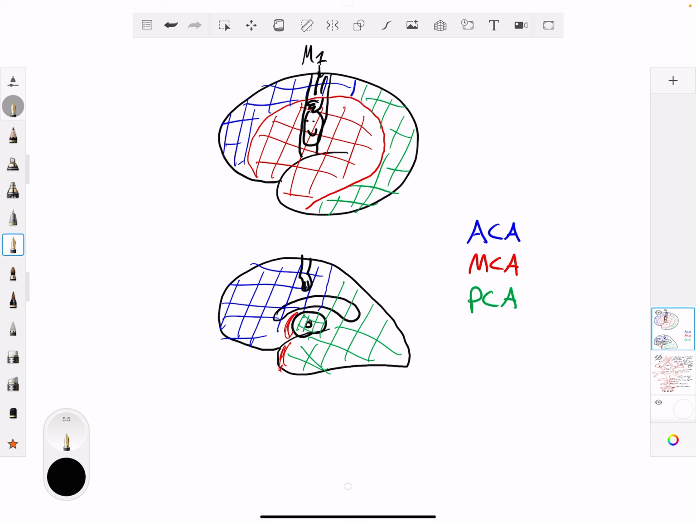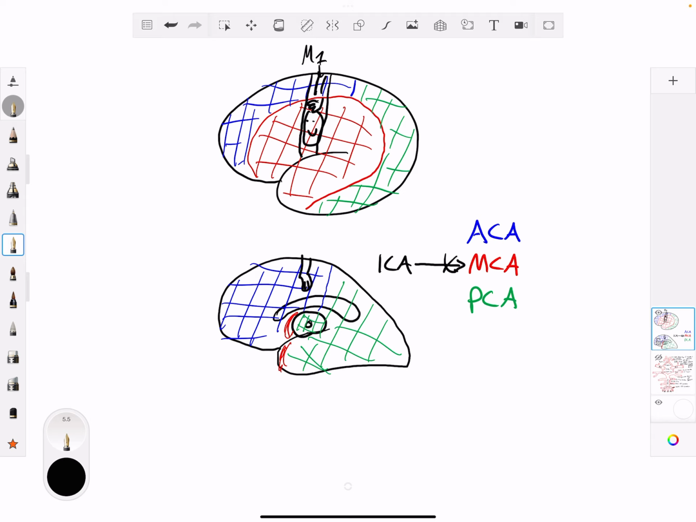So more common sites of stroke are, unfortunately, the middle cerebral artery, because the internal carotid usually continues along as the middle cerebral artery. Therefore, strokes more commonly are going to have weakness in the face and the upper limb as a result.